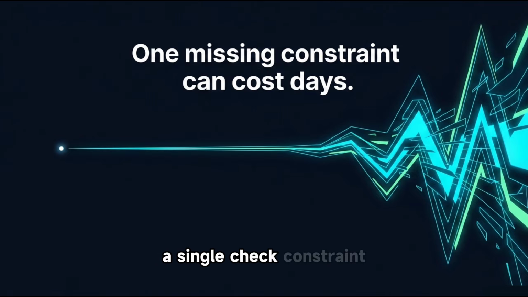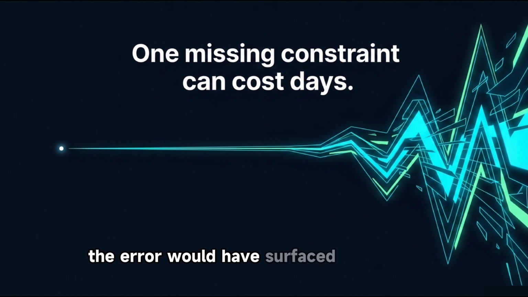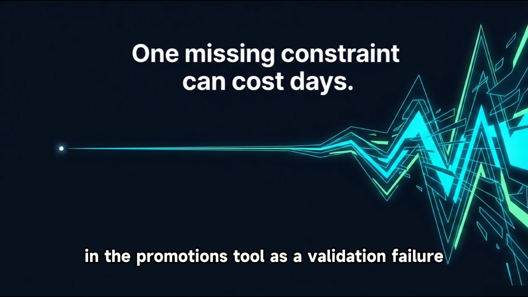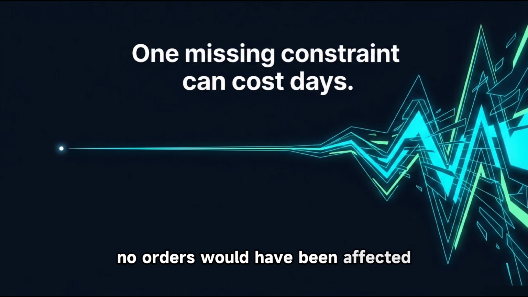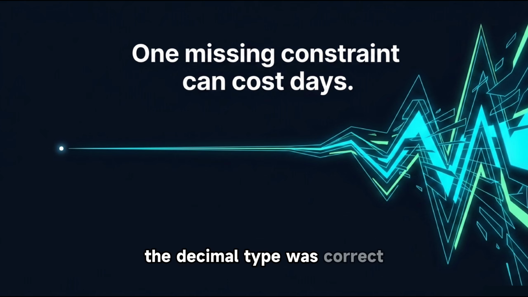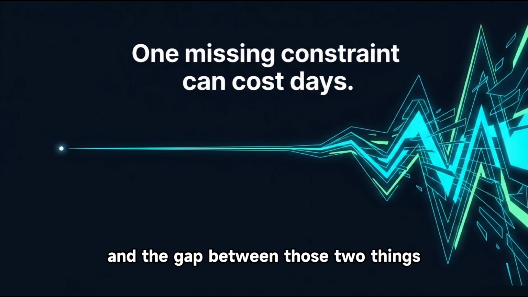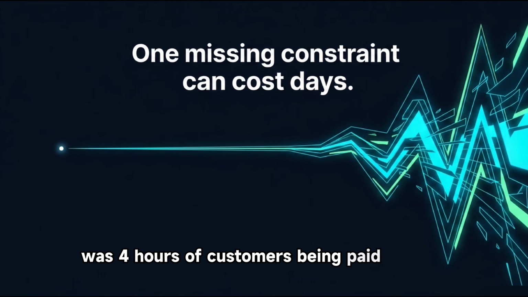A single check constraint, discount must be between 0 and 100, would have rejected the 120 value at the moment of insertion. The error would have surfaced immediately in the promotions tool as a validation failure. No orders would have been affected. No refunds, no reconciliation. The decimal type was correct. The business rule was missing. And the gap between those two things was 4 hours of customers being paid to shop.